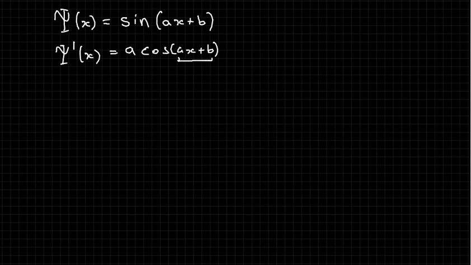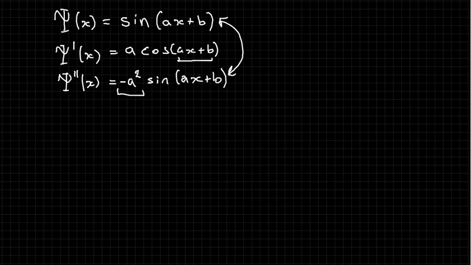If we take the second derivative with respect to x, we're going to be left with the cos going to negative sine. We're going to get another factor of a out the front, so we're going to end up with a negative from the sine, and a squared sine of ax plus b. And what you'll notice here is that the only difference between the wave function and the second derivative of the wave function is this factor out the front, negative a squared.